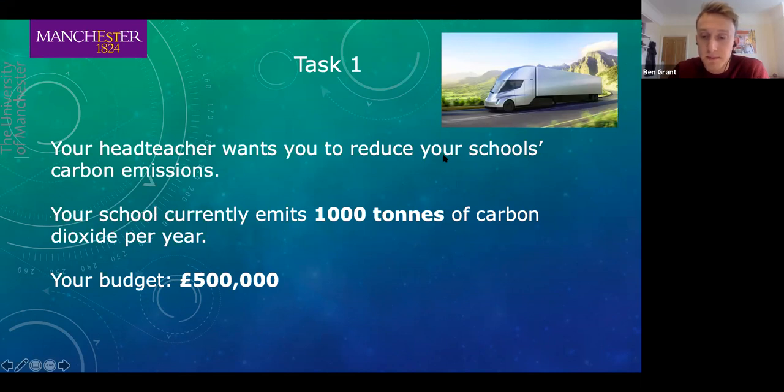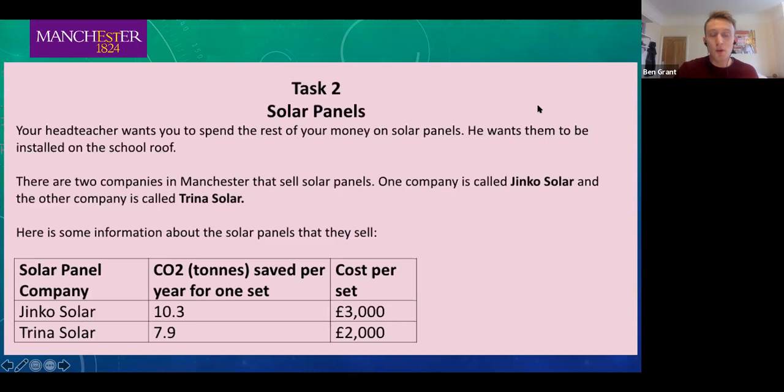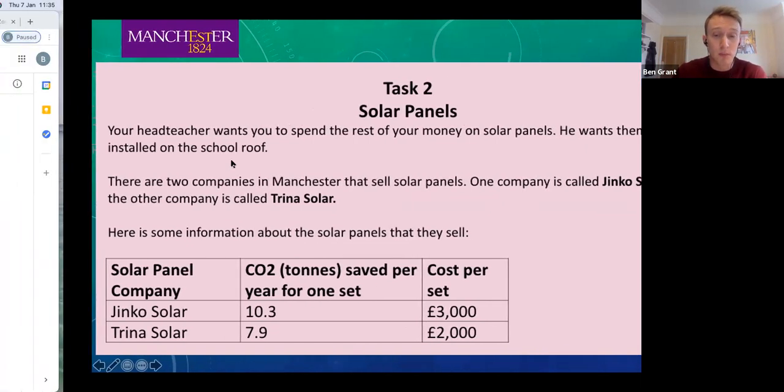Yeah, fantastic. Okay, so now we're going to move on to task 2 that I also did with my year 7s. In task 2, your head teacher wants you to spend the rest of your money on solar panels. He wants them to be installed on the school roof. Now, there are two companies in Manchester that sell these solar panels, and this table gives you some information about the solar panels that they sell and how much they cost. So again, I'm going to put you into breakout rooms, and again, your job is to spend as much money as you can to eliminate as much CO2 as possible, bring your school's emissions down by as much as possible.